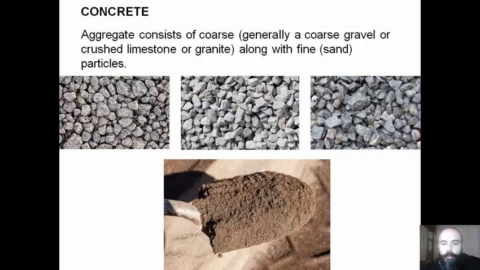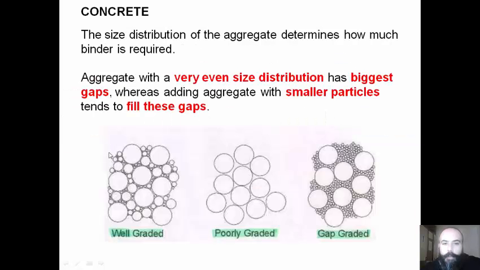Aggregate consists of coarse material, generally coarse gravel or crushed limestone or granite, along with fine sand particles. The size distribution of the aggregate determines how much binder is required. Aggregate with a very even size distribution has the biggest gaps, whereas adding aggregate with smaller particles tends to fill these gaps.